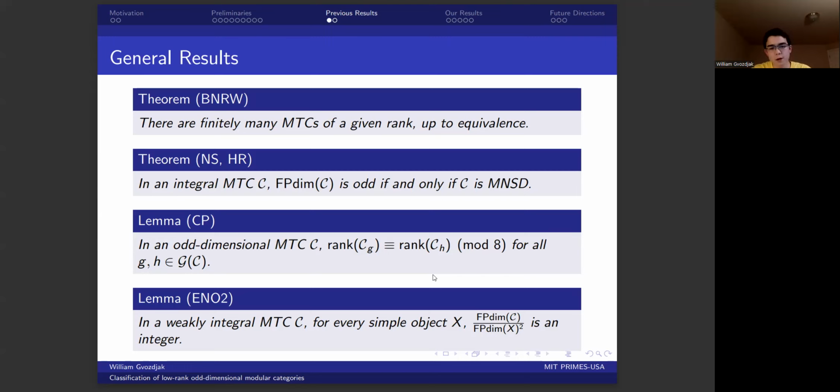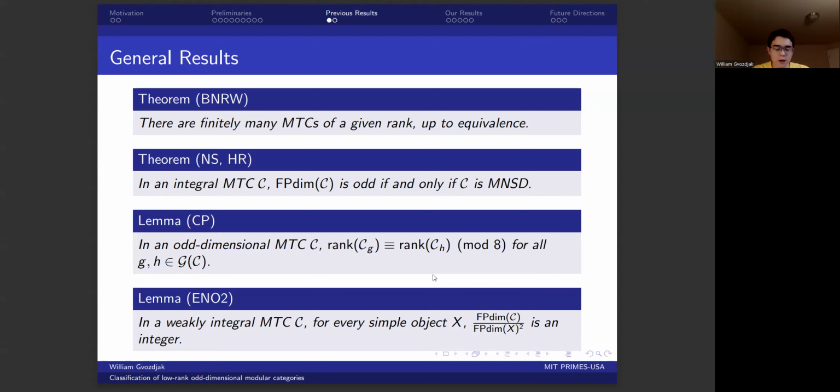We also know that if we consider the universal grading of an odd dimensional modular category C, then the ranks of all the components of the universal grading must be congruent to each other mod 8. So this is really useful because if we're considering the universal grading of our modular category C, this helps us to determine with much greater certainty what the actual ranks of the components of the universal grading are. Because without this, there would be many, many more possibilities for what the ranks of the components would be. But given that we know they're mod 8, it's much more feasible to list them all out and perform casework on them.